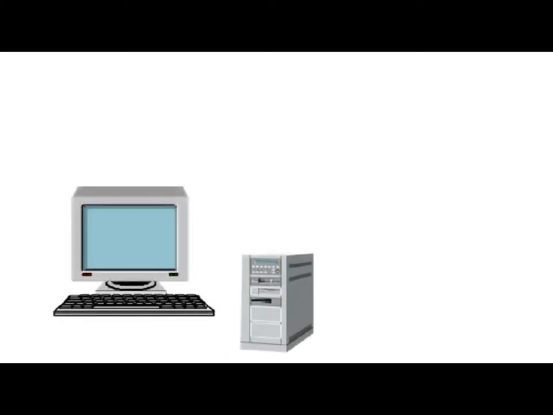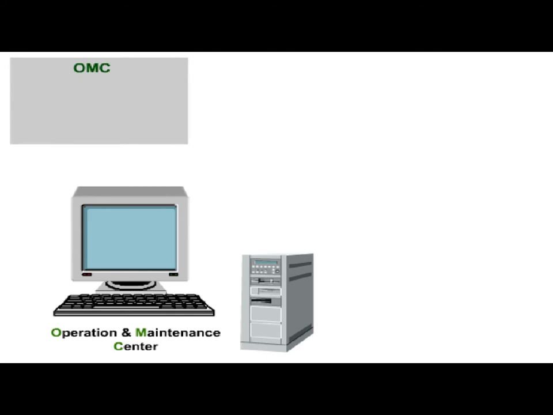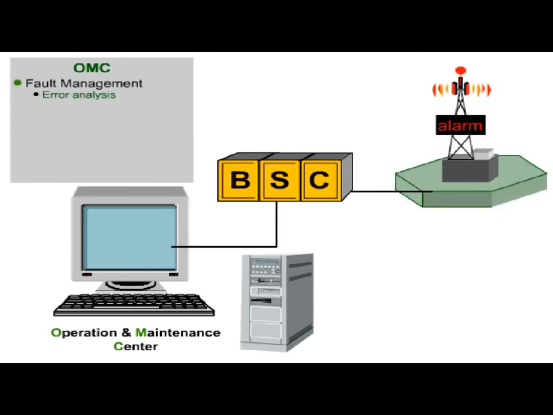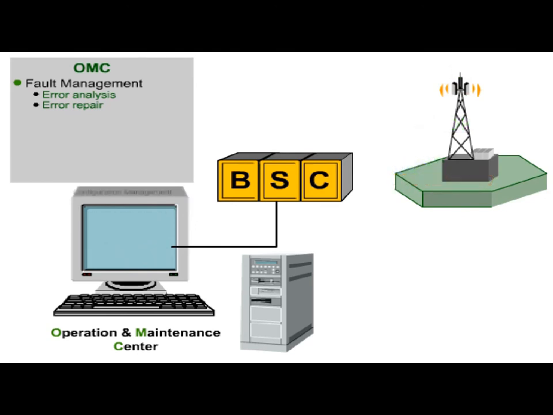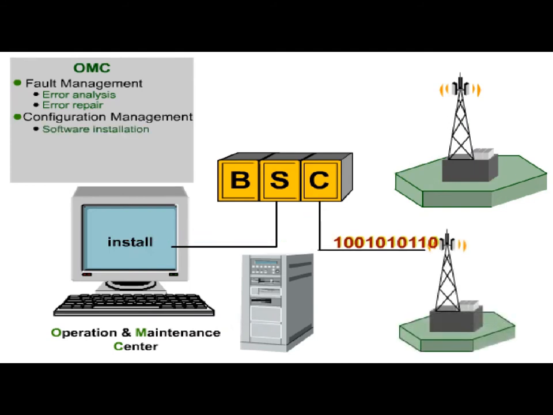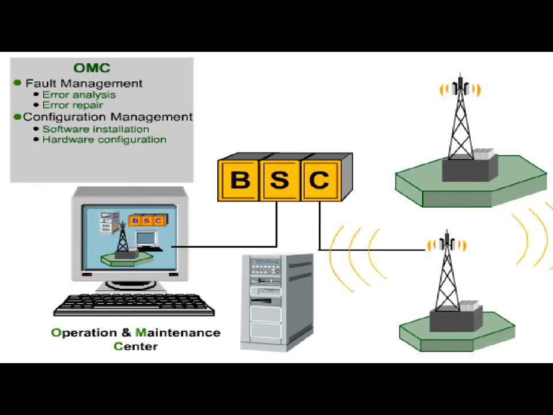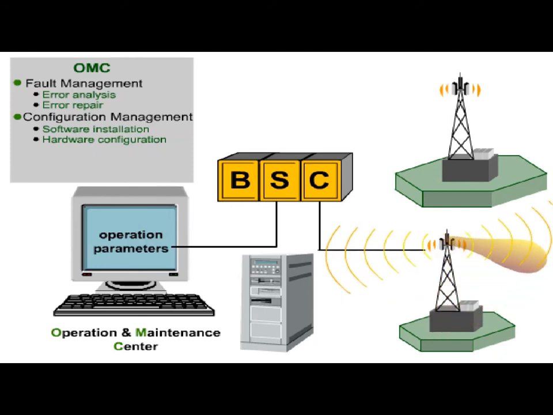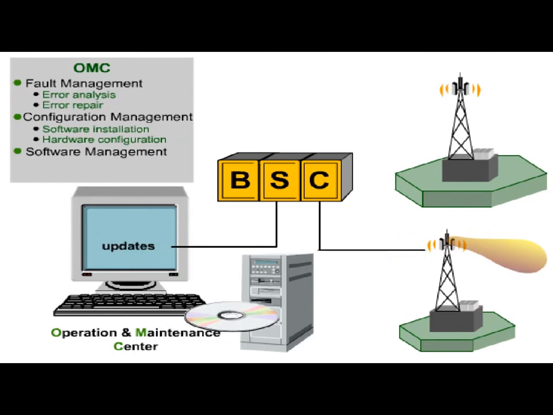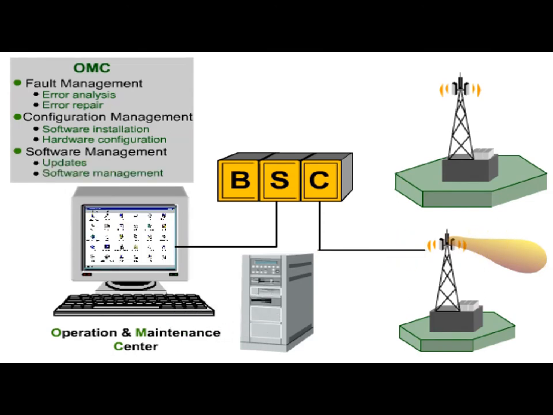The GSM network is monitored and controlled from a central point. This is the Operation and Maintenance Center, OMC. The OMC has the following tasks. The fault management system analyzes alarms from the BSS elements. When faults occur, they're eliminated when necessary via software command or in situ by technicians. The configuration management function installs the software when new BSS network elements are implemented, manages hardware inventory lists, and changes operation parameters, for example, for radio frequencies of a BTS. The software management system feeds in new software, or updates and manages the software inventory lists.